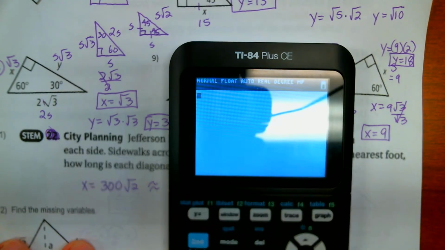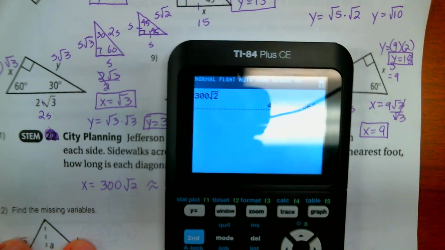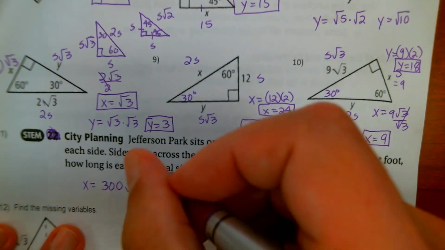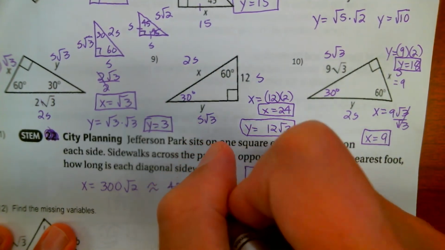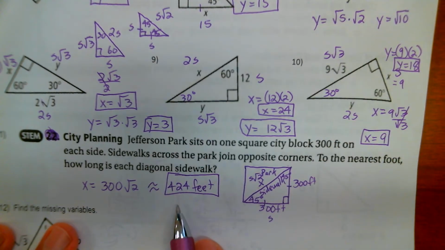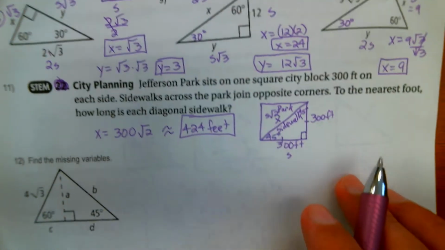Okay, so I'm just going to type in 300 square root of 2, and that gives me approximately, I can see that, 424 to the nearest foot. So that's approximately 424 feet. Does that make sense? Yeah, 424 is more than 300. So that makes sense to me. Okay, so let's keep going here.